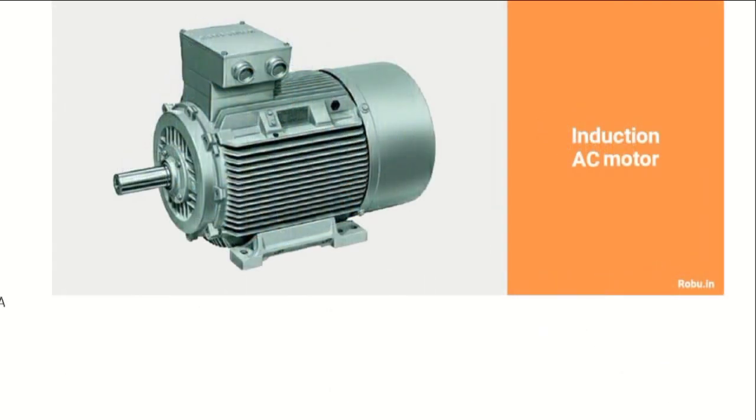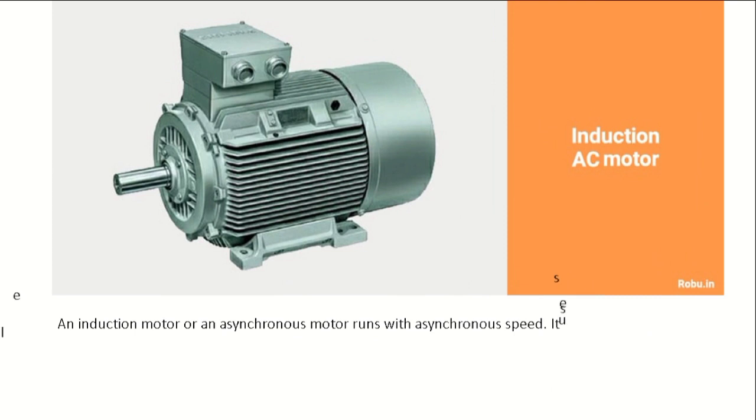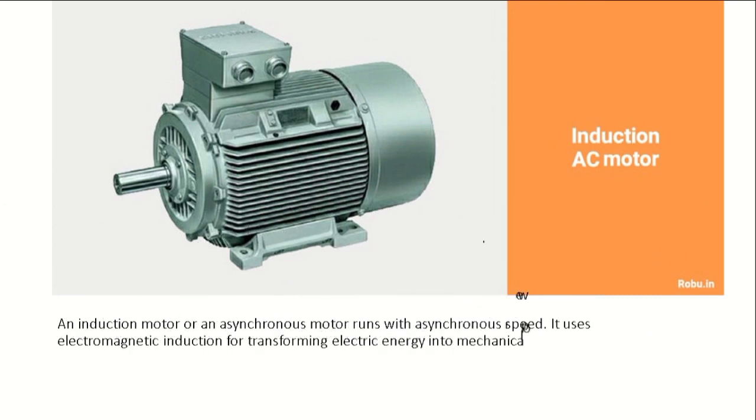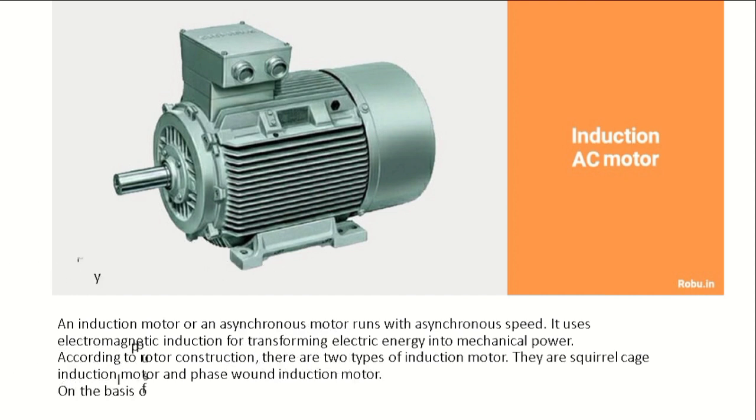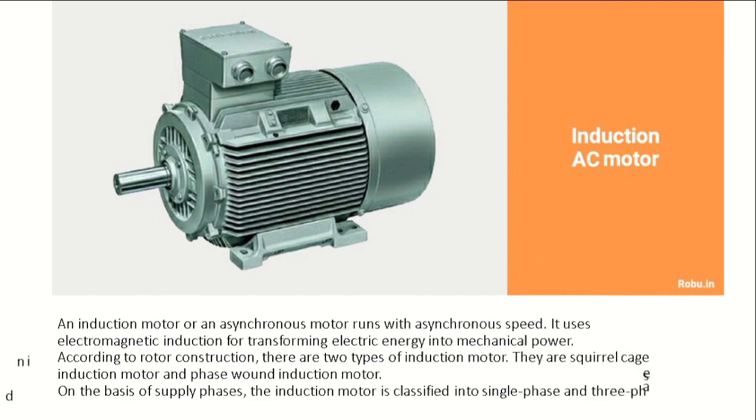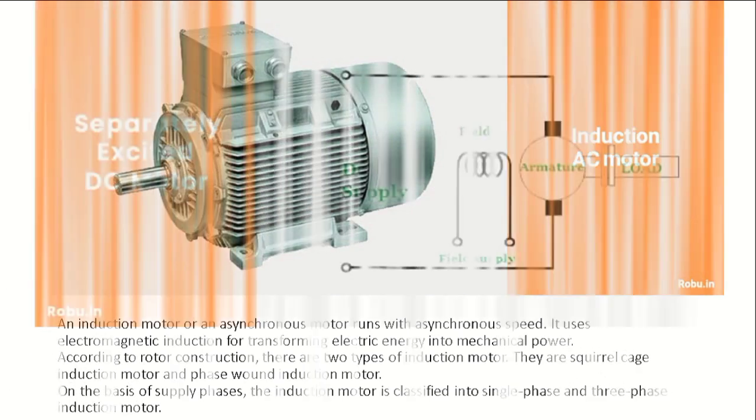2. Induction motor. An induction motor or an asynchronous motor runs with asynchronous speed. It uses electromagnetic induction for transforming electric energy into mechanical power. According to rotor construction, there are two types of induction motor. They are squirrel cage induction motor and phase wound induction motor. On the basis of supply phases, the induction motor is classified into single-phase and three-phase induction motor.